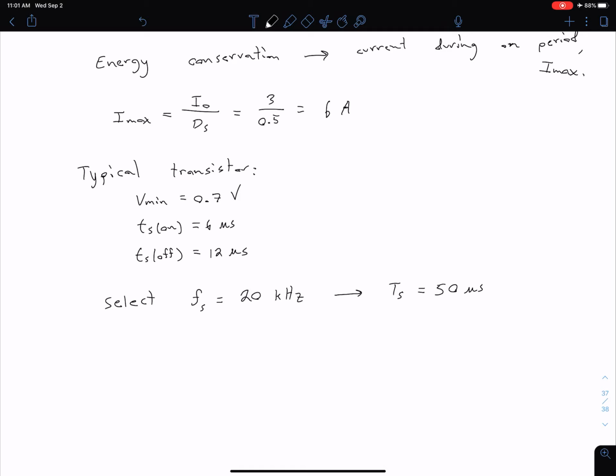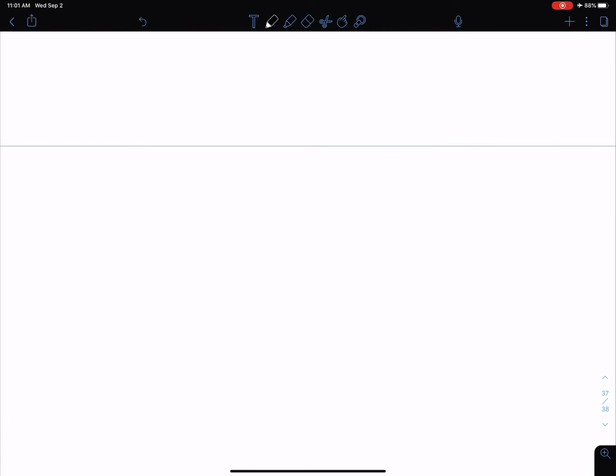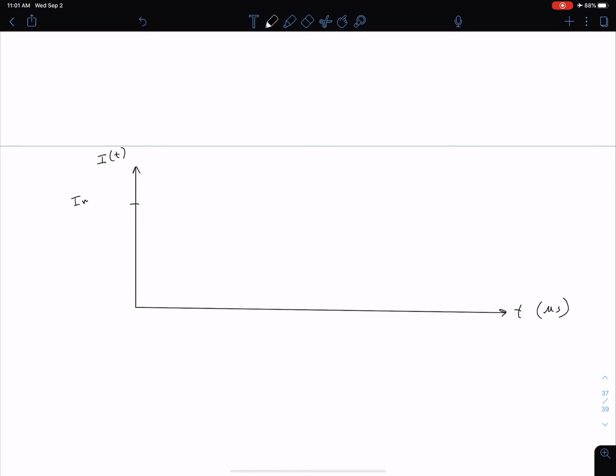But before we do that, I want to draw our waveform for our current so we can better understand what's going on. So let's draw here our current versus time. Okay, so we have time here, and let's do our time in microseconds since everything is in microseconds. And here is our current as a function of time. Our key value is going to be our I max. I'm going to do my best to make this close to scale, but it's not going to be exactly to scale.